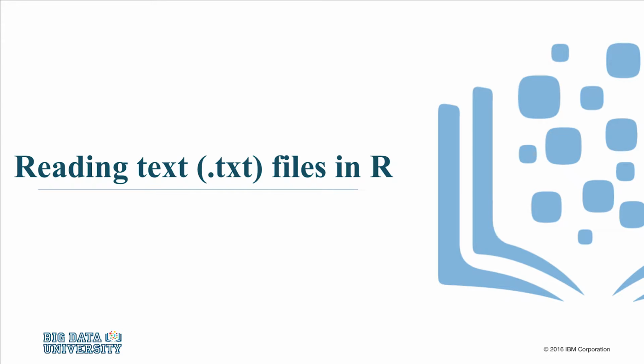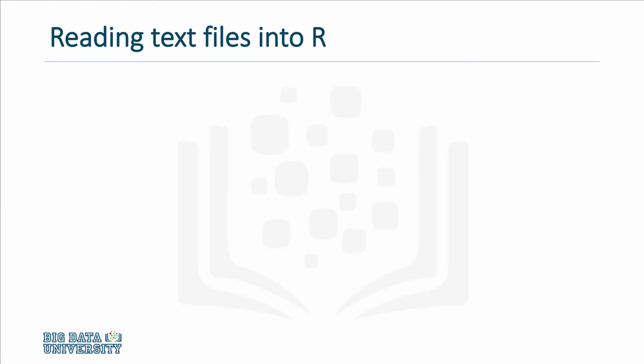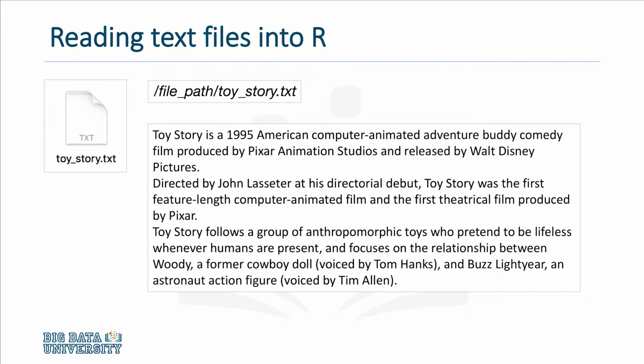Hello and welcome. In this video, we're going to show you how to read in a text file using the R programming language. We'll also introduce several functions that provide useful information about the file. In order to demonstrate how to read these files, we're going to work with an example, which has the file path shown here. You can also take a quick look at the file's contents. Our example file contains 3 lines of text from Wikipedia's page on the 1995 movie Toy Story.